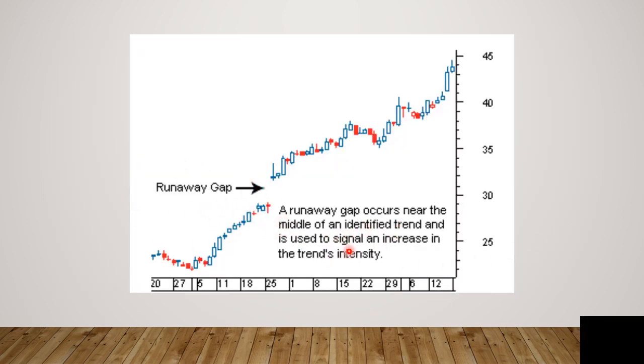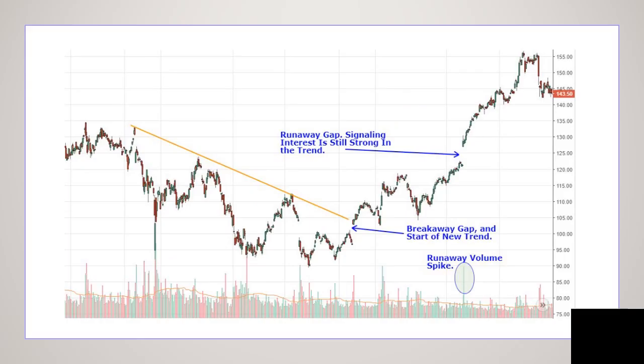A runaway gap occurs near the middle of an identified trend and is used to signal an increase in the trend's intensity. Tadi saya beritahu kan ada middle and maybe also halfway. Ni antara contoh. Okay. Kita ada sini breakaway, kita ada runaway.